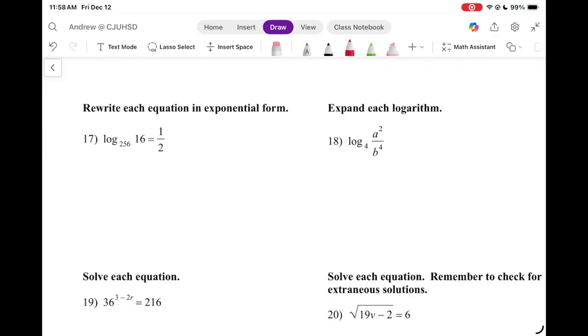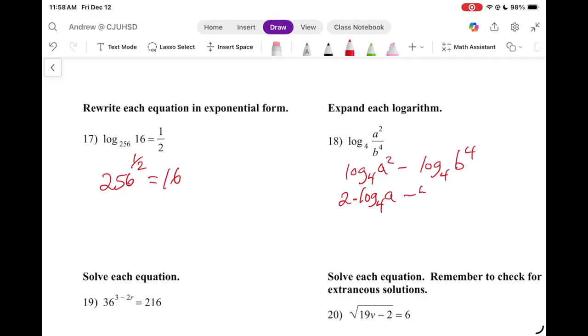Okay, 17, we've done one of these before. Base is base, log equals the exponent. 16 goes over there. And for 18, division is going to change to a subtraction. And then we're going to bring those exponents out to the front. And there we go.